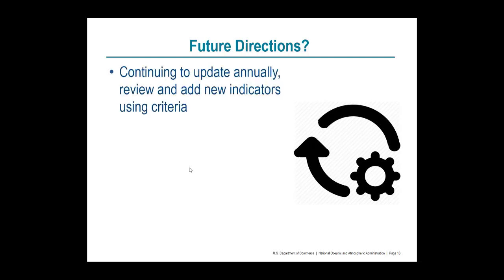Like I mentioned before, the website is updated annually, and so we have direct connections to the data sources for each of our indicators, and we're constantly reviewing and adding new indicators using a set criteria that are available on the website. We're actually undergoing the process right now of reviewing proposals for new indicators, and we're hoping to have those up on the site in early fall 2022.